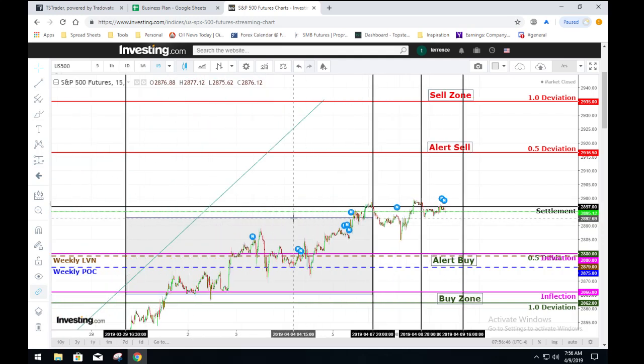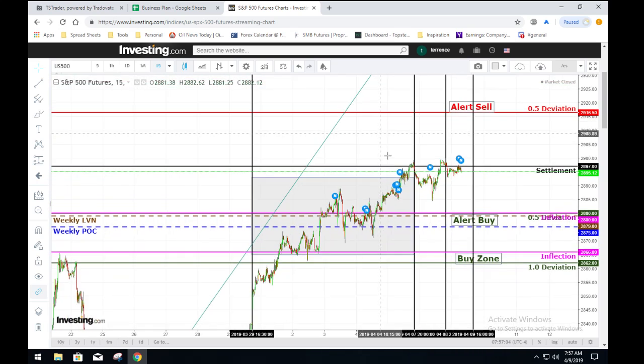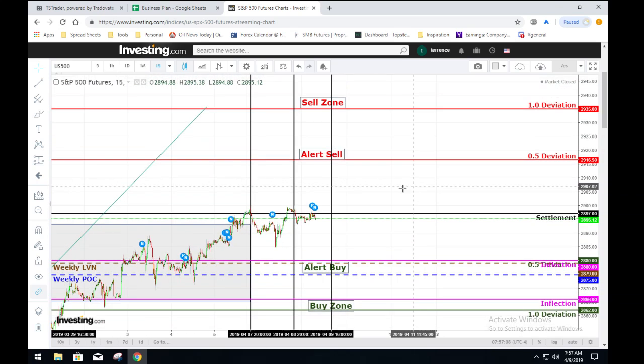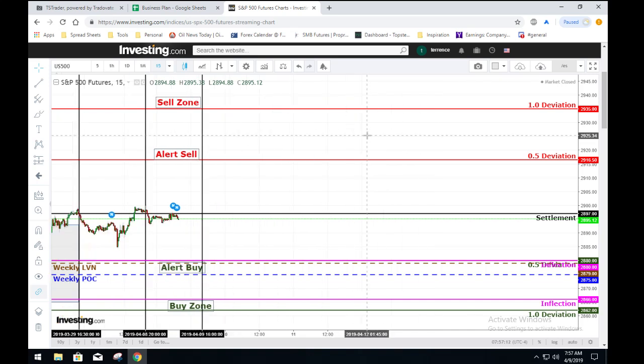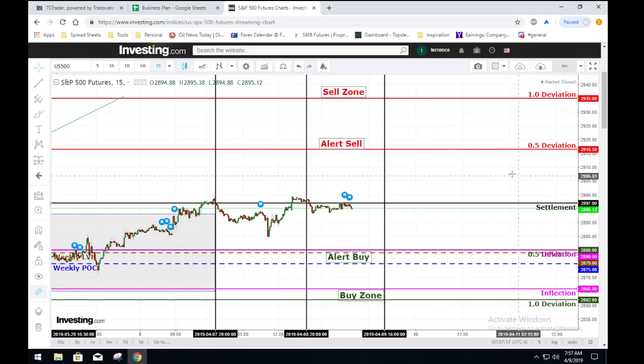I use the weekly value area, the weekly low volume node, weekly POC, inflection points, deviations, a couple of tools, one-to-one moves, and Fibonacci for longer term trades. Right now I've been long for a while, so I'm almost saying traded. So this is how you can trade the market. There are a lot of ways to trade it. You can look at finer elements in the market, which I also use for scalping.